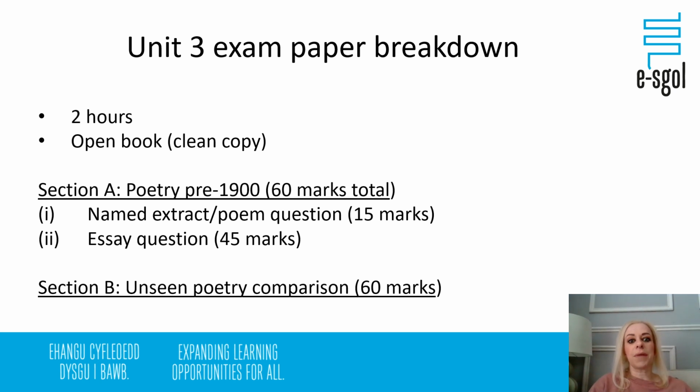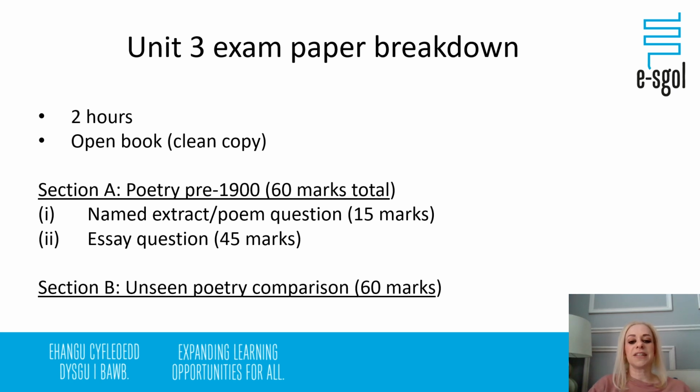But just to give you a breakdown of the exam paper, just to remind you exactly what you'll be expected to do in the Unit 3 exam. It's a 2-hour exam and it's an open book, clean copy exam. It is separated into 2 sections. You have section A, which is on the studied poet collection that you've been looking at in class, pre-1900. There are 2 questions that you'll need to answer for this section A.